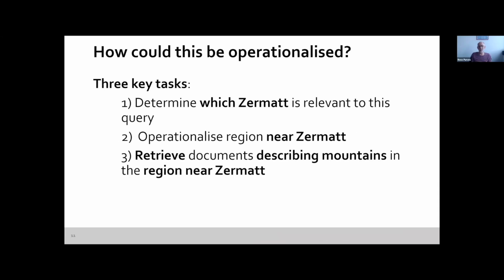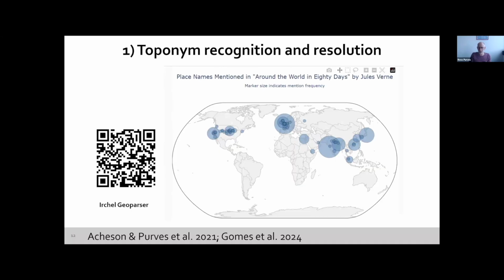But if we think about the operationalization, there are kind of three key tasks. The first one is that we need to know which Zermatt is relevant to this query. So the query is actually underspecified because there may be more than one Zermatt. The second thing is we need to operationalize what we mean by a region that's near Zermatt. So we need to somehow define that. And the third is that we need to find content documents in the case that I'm interested in that describe mountains. So we need to know what that concept means in the region near Zermatt. And that requires us to do a bunch of things.